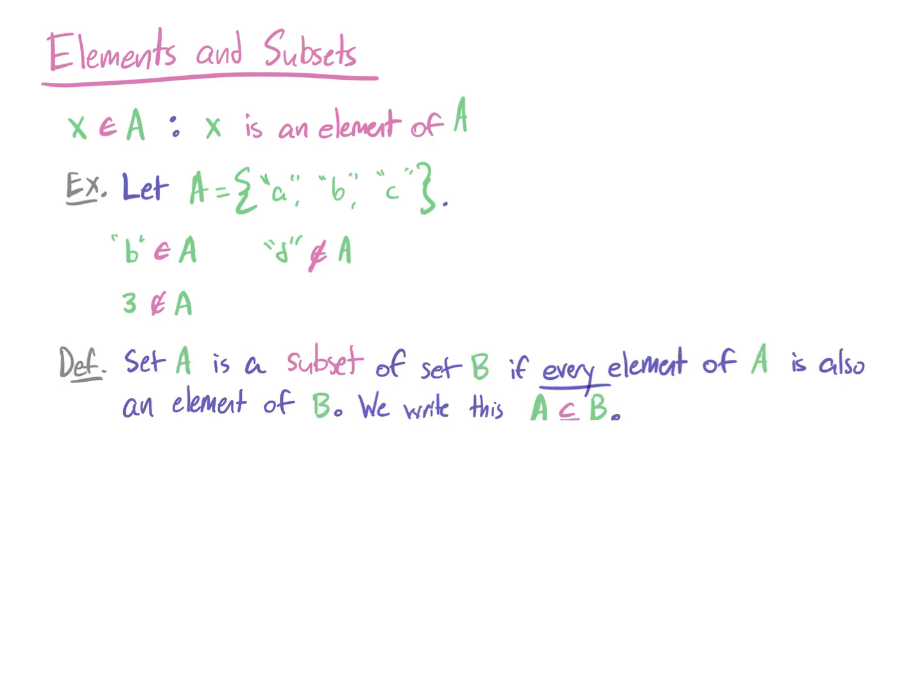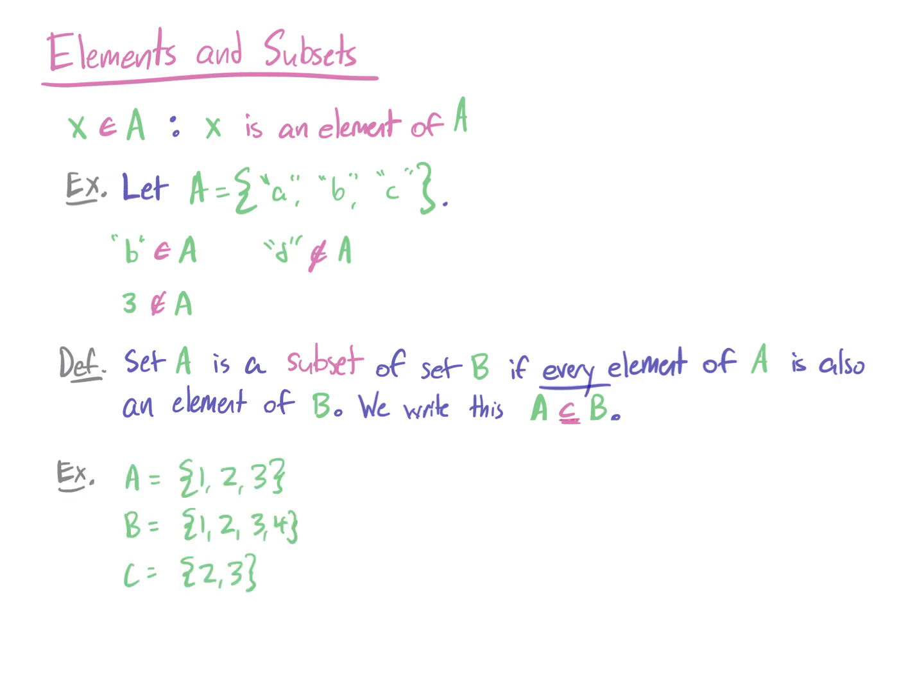We can use the idea of elements to define another concept, which is a subset. So we say that a set A is a subset of a different set B if every single element of A is also an element of set B. And we write this using this little sideways symbol that looks like a C with a line under it. So we say that A is a subset of B, written this way, if every single element of A is also an element of B.